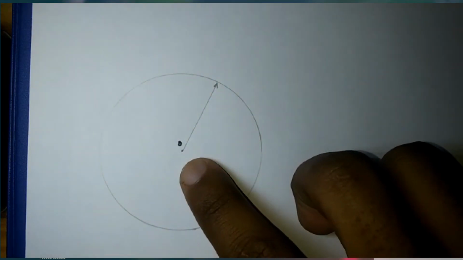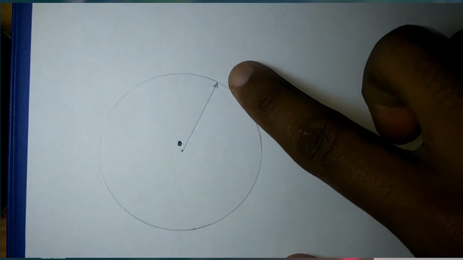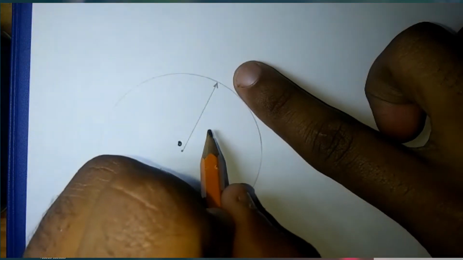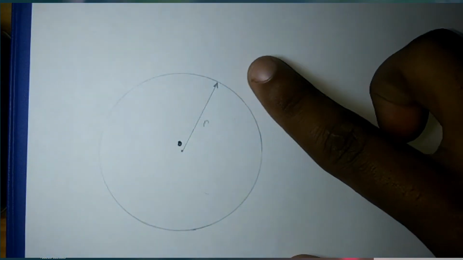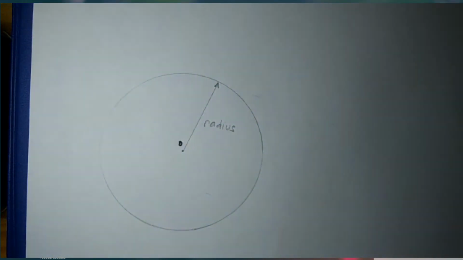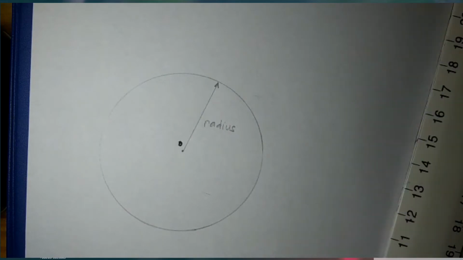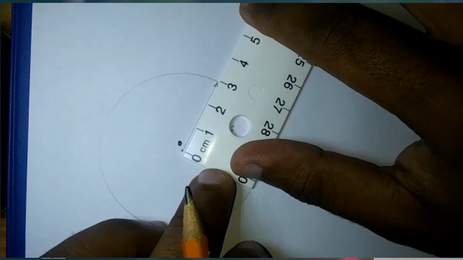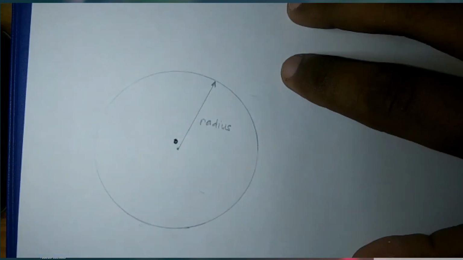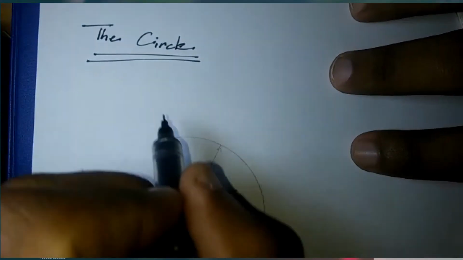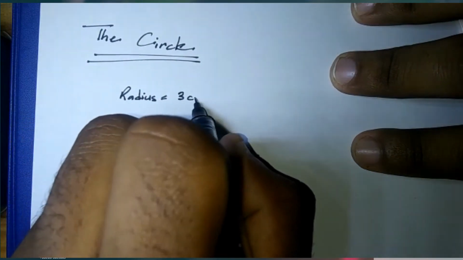So from the center of the circle to the touch of one point on the circumference of the circle, that line is called the radius, which we put R, right? Radius. Good. Now, if I'm supposed to measure this radius, let me measure it and see how much I get. Starting right there and in right there, that's 3 centimeters. So my radius is equal to 3 centimeters. So I'm going to say radius equal to 3 centimeters.